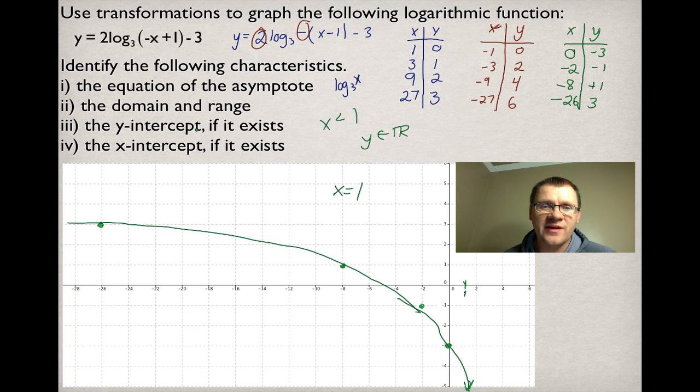Our y-intercept, if it exists, well, we found it. Our y-intercept happens to be at negative 3. So our y-intercept is at 0, negative 3. And our x-intercept, if that exists, can be found. We've put it somewhere between negative 4 and negative 6. So we can just estimate that as approximately negative 5, 0.